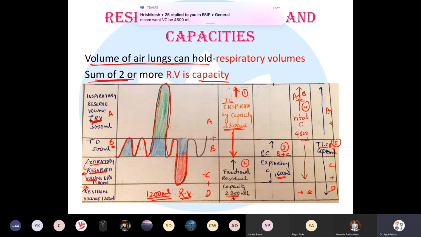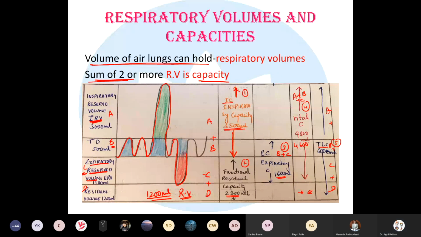See, VC you can write it down as, see, 100 to 100 ml doesn't affect. You can write it as 4600 also.